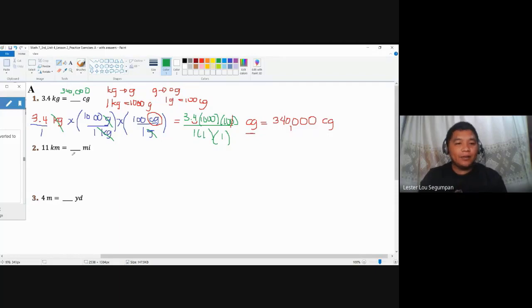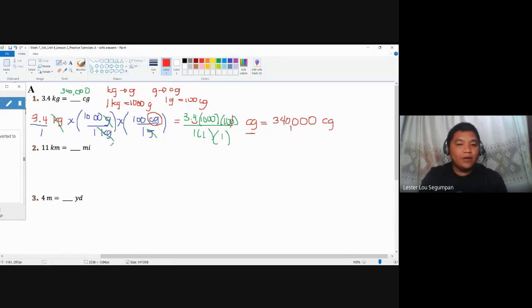As for item number 2, we would like to convert 11 kilometers to miles. And there is a conversion factor from kilometers to miles automatically. But rather than using that, let me try to use the longer process and just compare it later on using that process. Okay? Because again, we need to practice the process of dimensional analysis. So let's try to come up with a longer method.